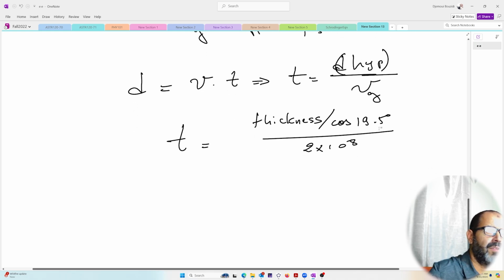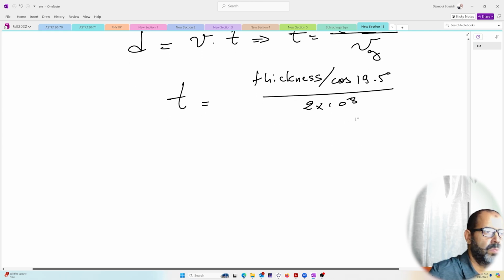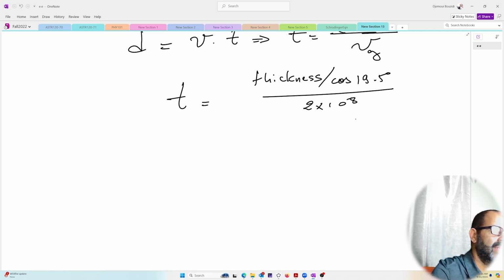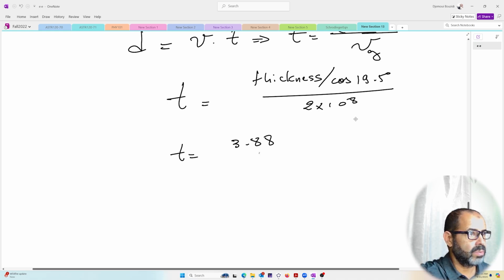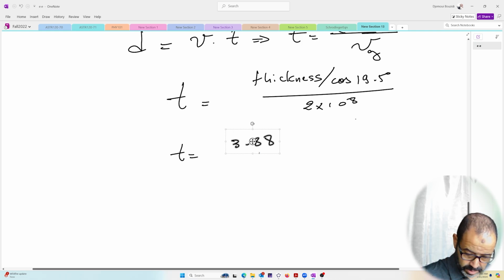Cosine of 19.5 is practically 1, so the time is going to be really tiny. No, I'm sorry, the thickness is 2 centimeters. It's going to be 2 centimeters.